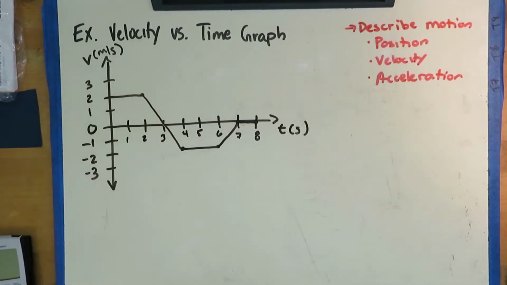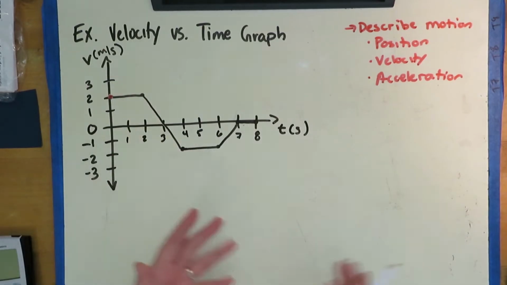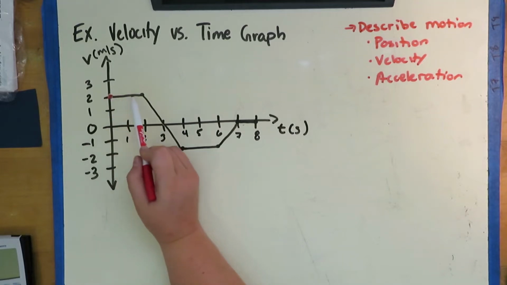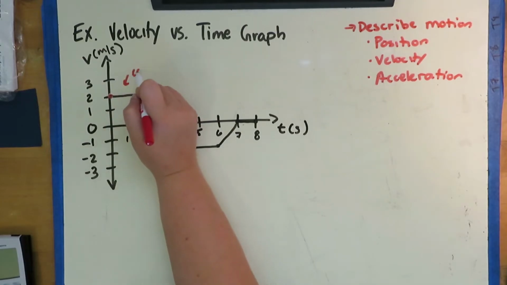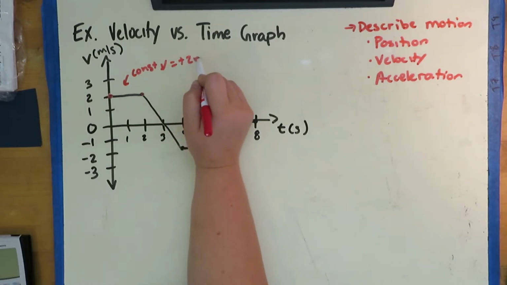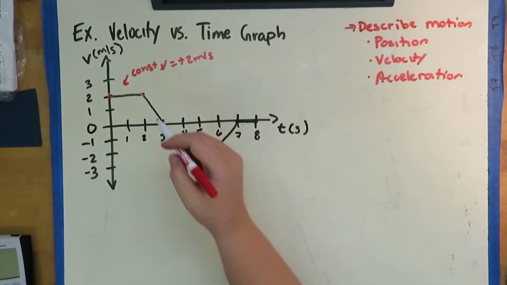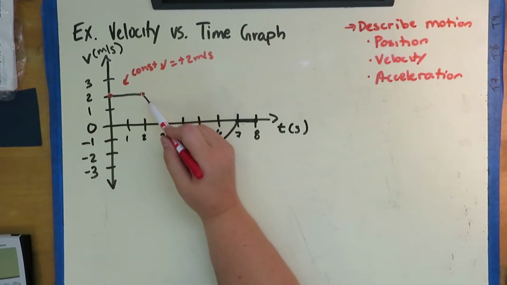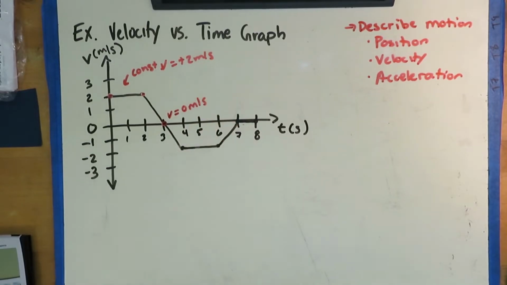So if I was to describe this, I would say starting at 0 seconds, the object is moving to the right or in the positive x direction at a constant speed of 2 meters per second until it reaches 2 seconds. So this represents a constant speed of +2 meters per second. I would say that at 2 seconds, the object continues in the positive direction because these are positive velocities, but it slows down until it reaches a speed of 0 meters per second at 3 seconds.